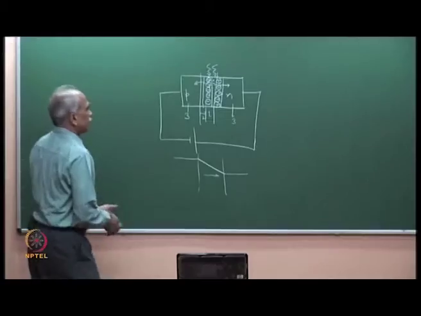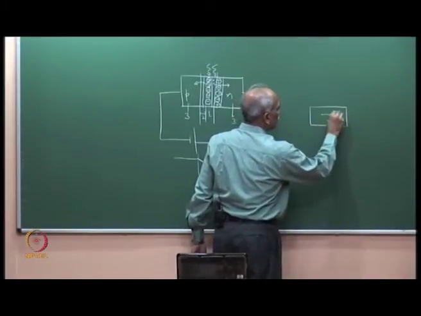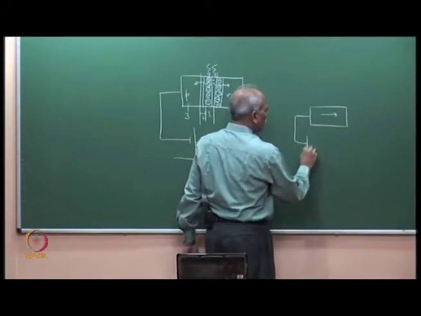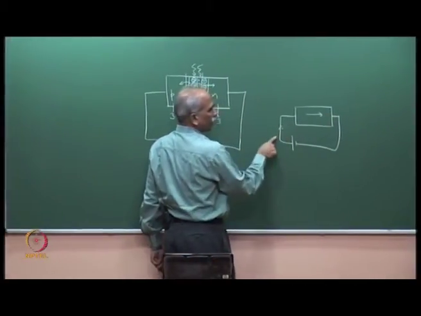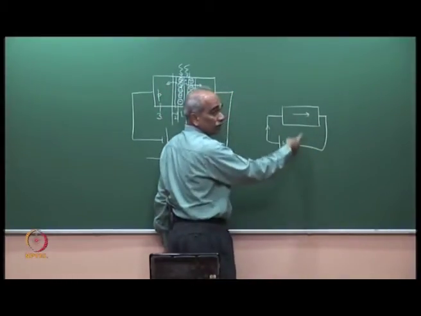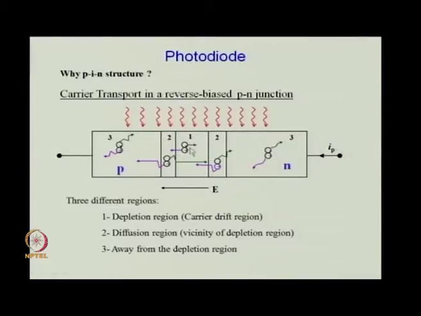As I discussed in an earlier class, when carriers move inside a semiconductor, that results in a current in the external circuit. So, carriers moving in this region here constitute a current in the external circuit. Carriers are not drifting in this region, they are wandering randomly because there is no electric field, and therefore, these do not contribute to the current in the external circuit.